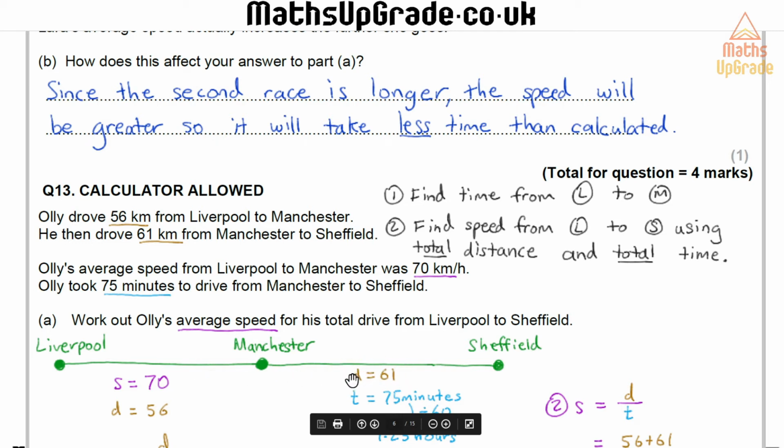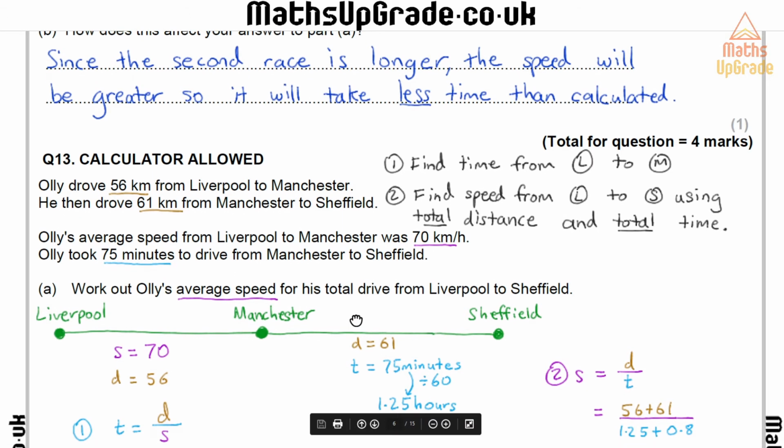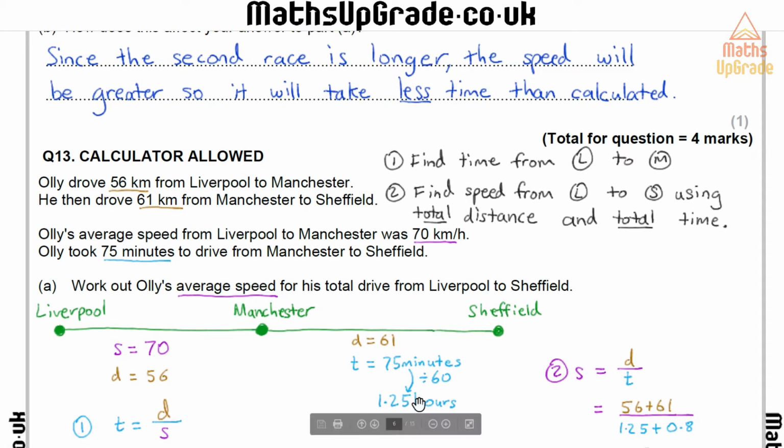I've marked that on here as well. Okay. I also know that the speed from Liverpool to Manchester is 70 kilometres per hour. So I've marked that on. And I know that it took him 75 minutes to drive from Manchester to Sheffield. I've turned that 75 minutes into just hours by dividing by 60. So that's 1.25 hours. So 1, 2, 3, 4 bits of information is all I know so far.